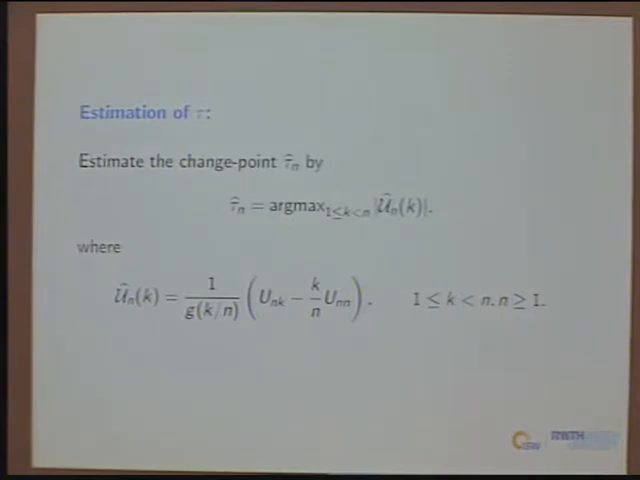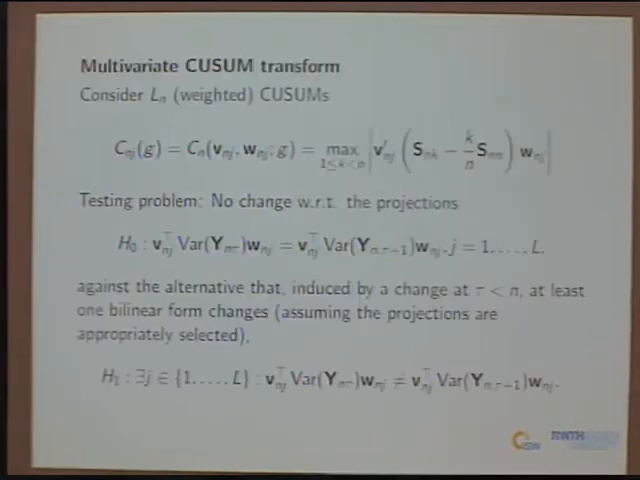The estimation of the change point is simply done by using the k where the Q-sum statistic is maximized. This is a quite common approach. And the multivariate Q-sum transform is now as follows. Suppose we have L weighted Q-sums. So we take capital L pairs of weighting vectors v and w to look into our covariance matrix, for example, to consider contrasts or whatever.